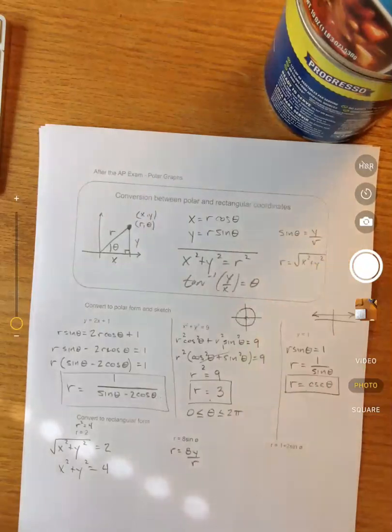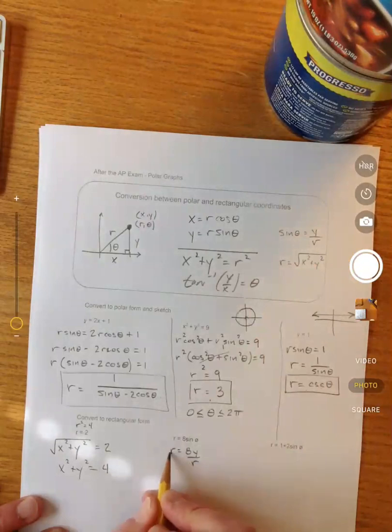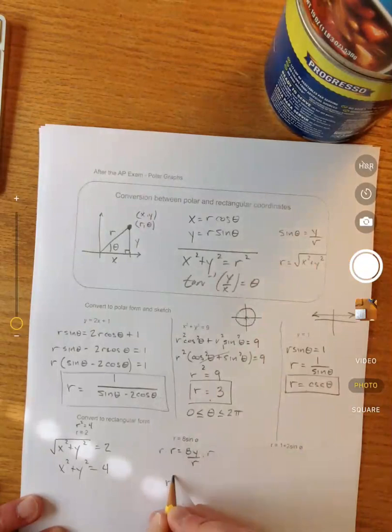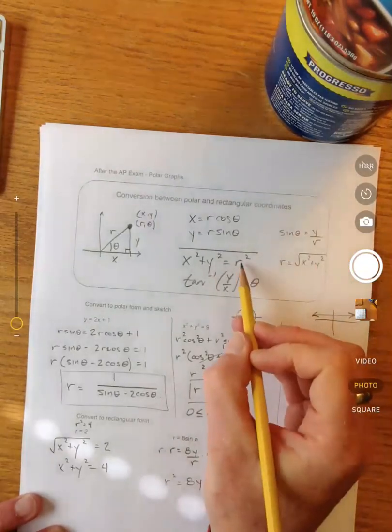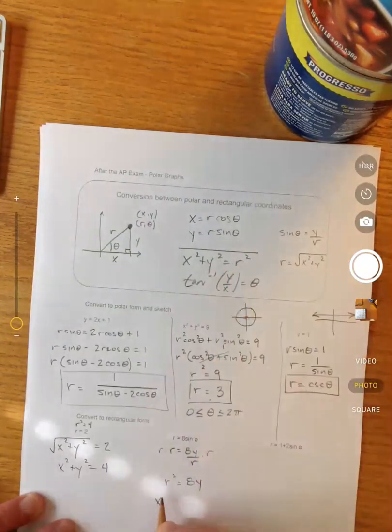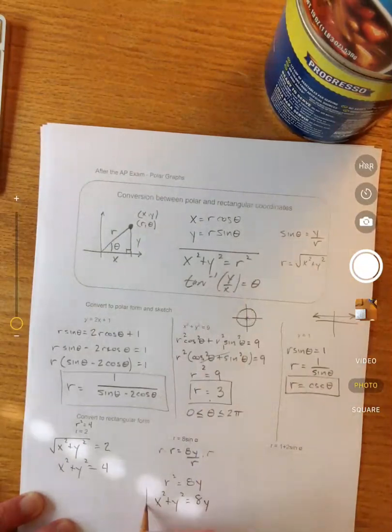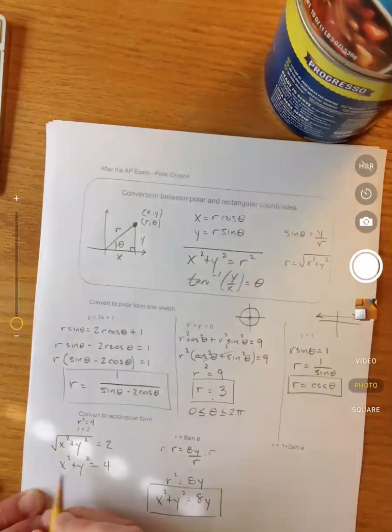So that completely didn't get everything in terms of x's and y's, because I still have these r's. I've got an r here, I've got an r here. If I multiply both sides by r, I now get r squared equals 8y. And I like r squared because then I don't have to deal with that square root. So I get x squared plus y squared equals 8y, and I'm going to be happy with that.